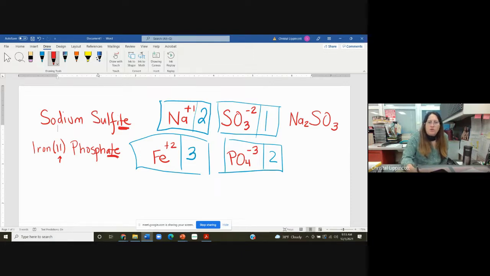Right? You should have written Fe3 because we needed 3 of them. And then this PO4, what do I have to do special to this if I need more than 1 of them? Yep, I have to put it in parentheses. So this is going to be PO4, and I'm going to put that in parentheses and write a 2 out here.